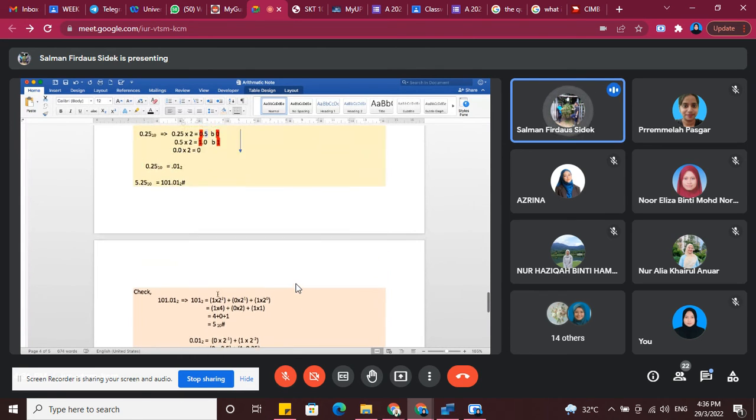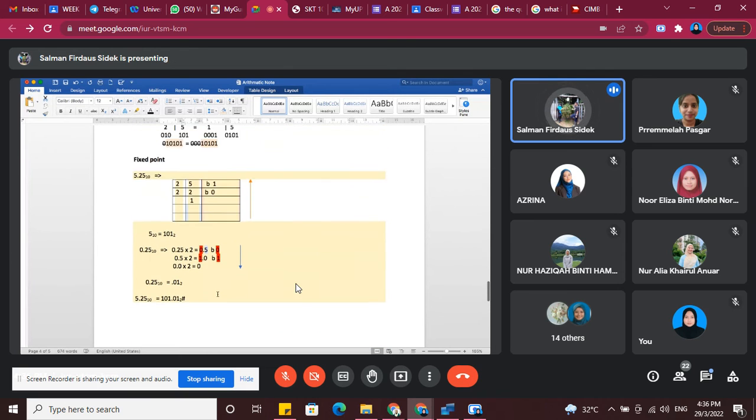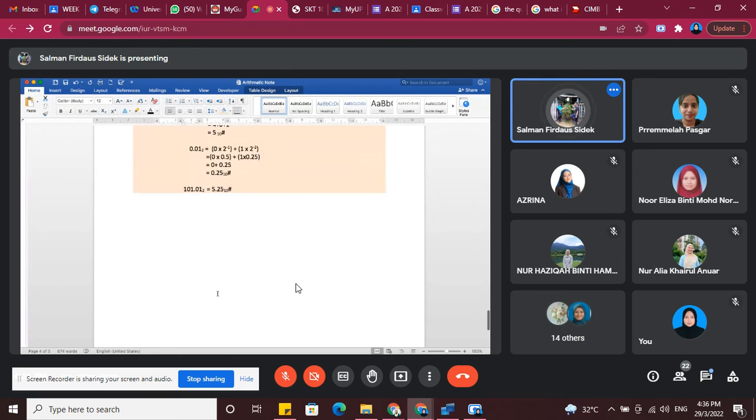So for the last one today, ada satu lagi nama dia floating point. Fixed point ni pendek. Kalau floating point ni dia ada 32 bit jawapan dia. It's a 32 bits answer. It's quite long.